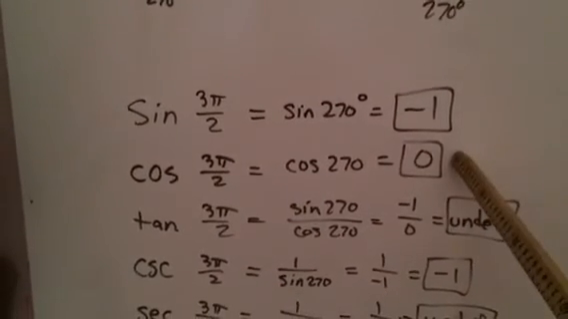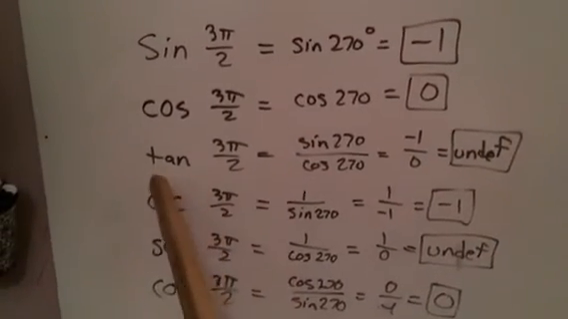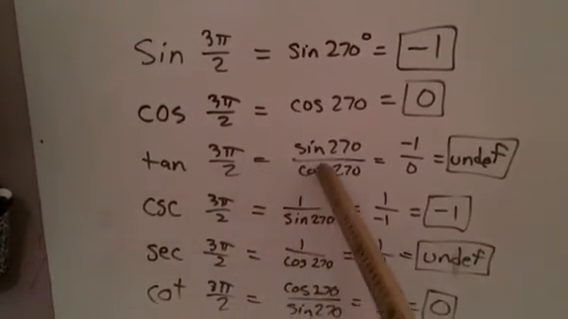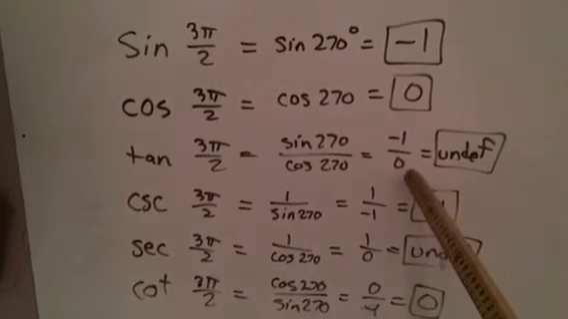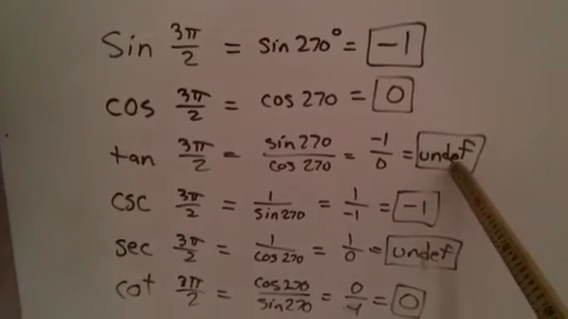With these two, we can calculate all of the others. Tangent at 270 degrees is sine divided by cosine. Sine is -1, cosine is 0, division by 0 is undefined.